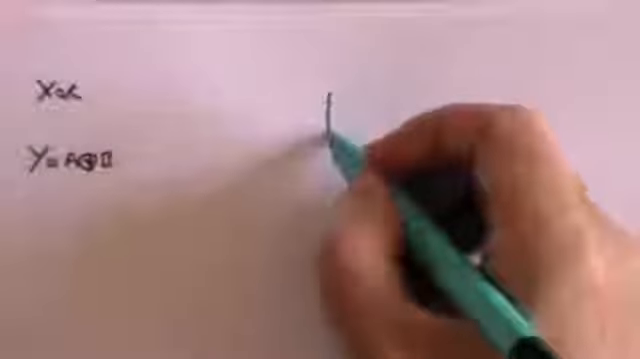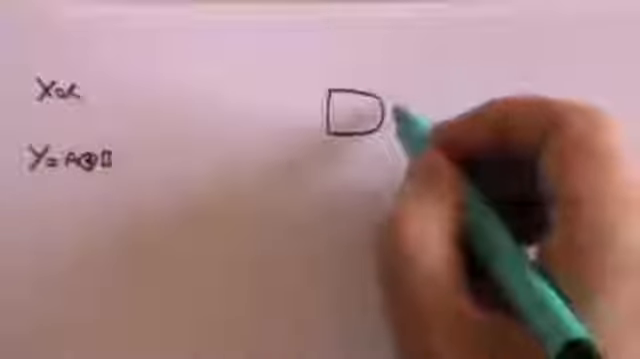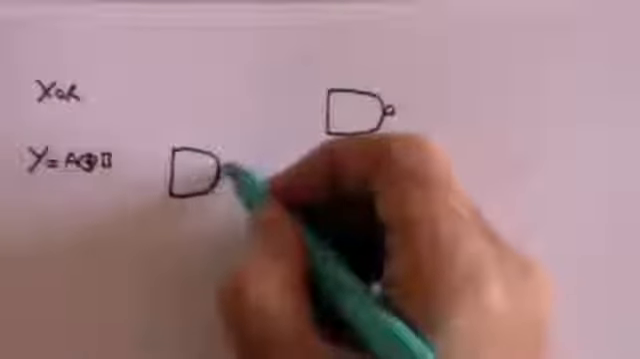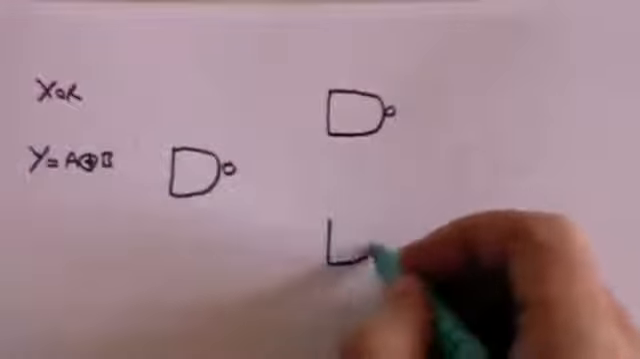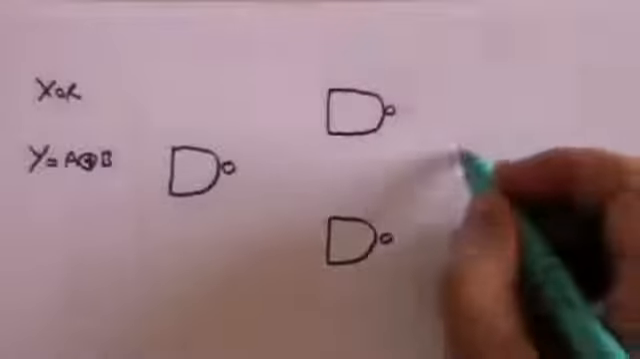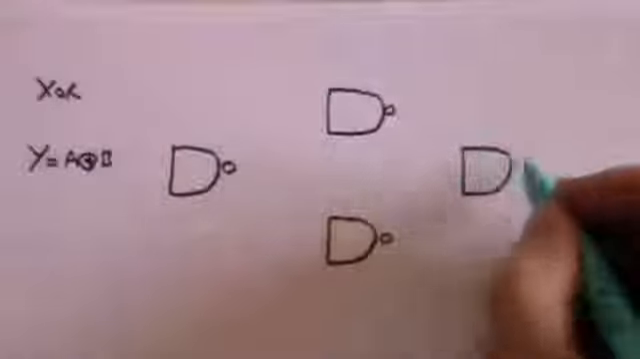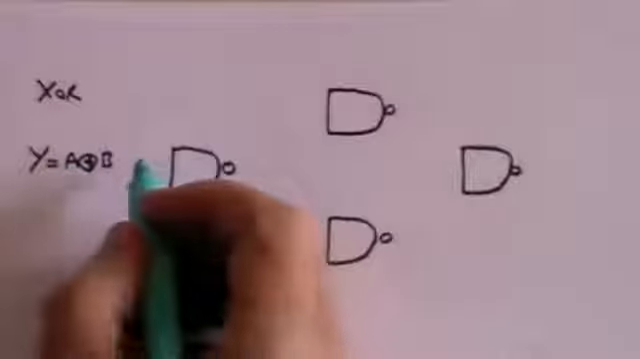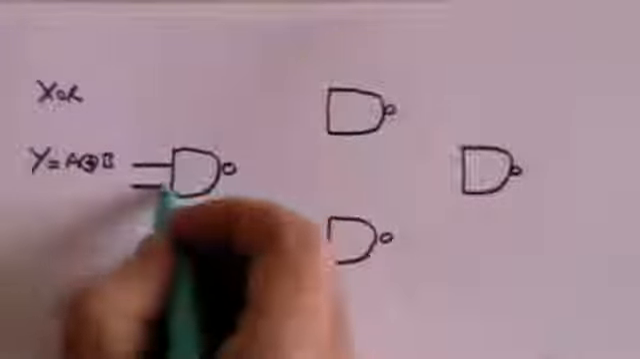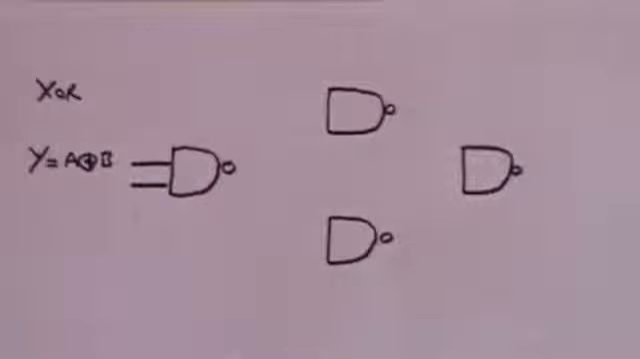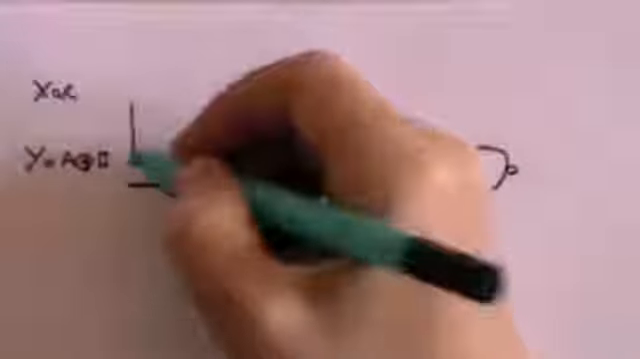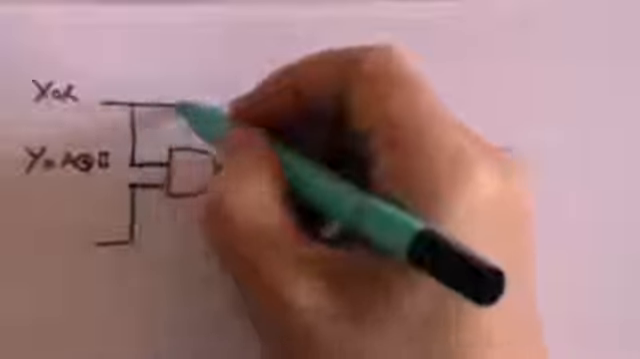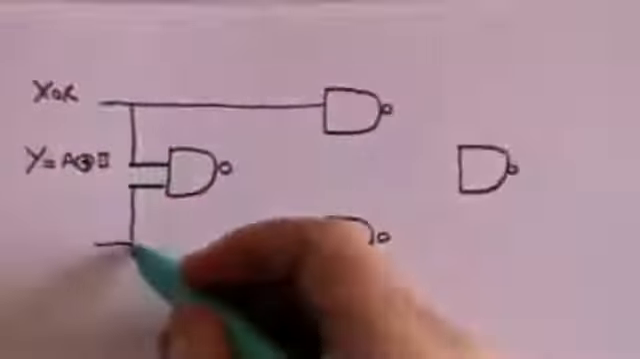So let me draw my 4 NAND gates. 1, 2, 3, 4. And we're going to connect them this way. Well, actually the input is going to come here. And we're going to split the input like this.